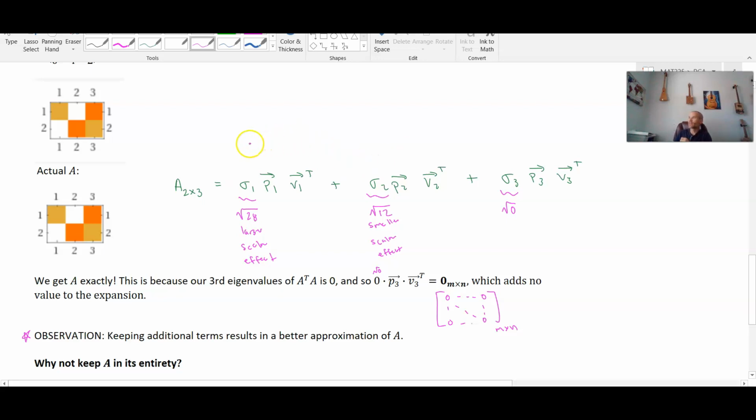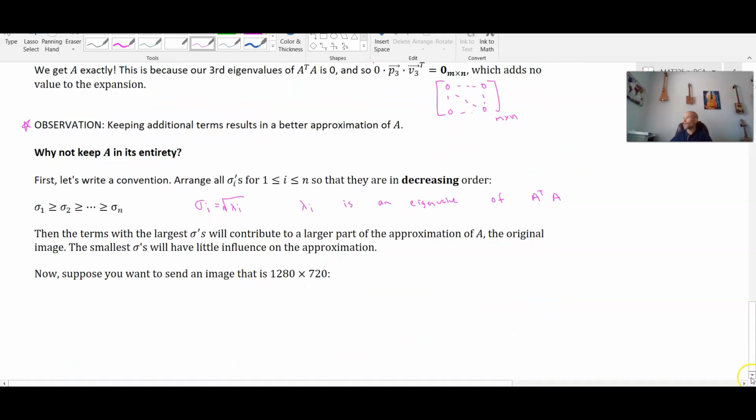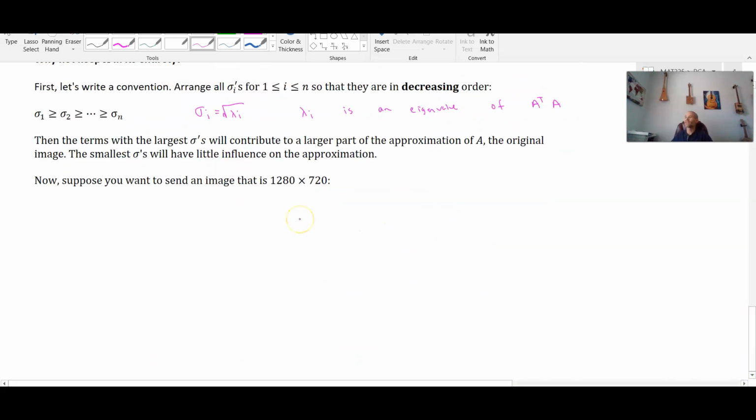And any terms, from the largest contribution to the smallest contribution, any terms that have the smaller contribution will start to contribute less and less to the overall approximation of our image. All right, well, let's see why it would make sense for, say, a 1280 by 720 image.